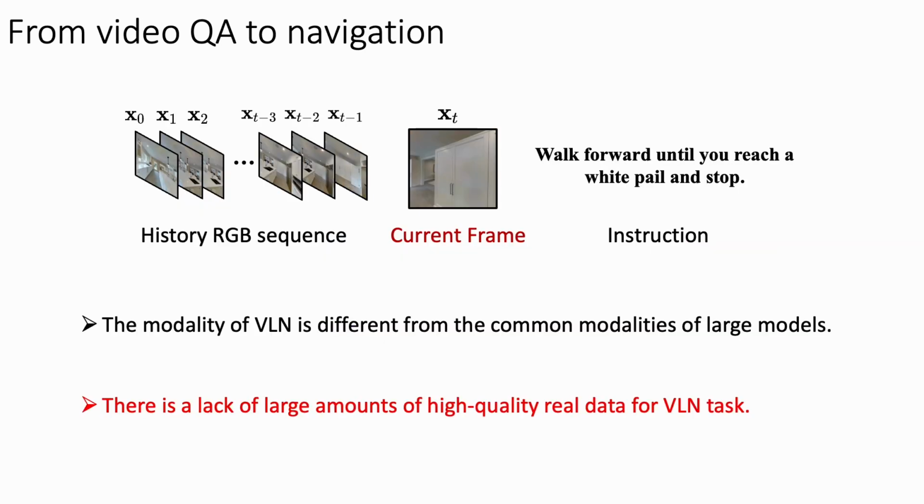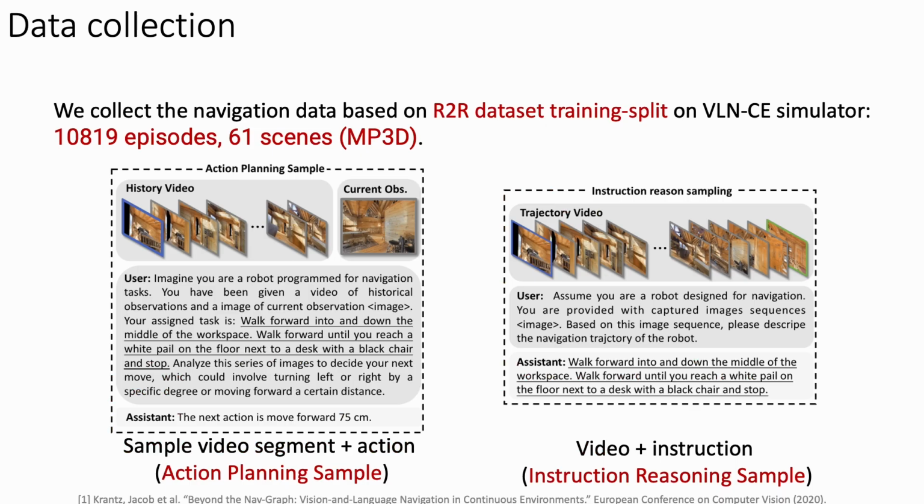Another challenge is the current lack of real-world VLM data. Therefore, we consider collecting such data from simulators. We collect VLM data from the R2R training set in the VLNCE simulator. It includes a total of 10,000 trajectories across 61 scenes. We collected 2 types of data: action planning data.